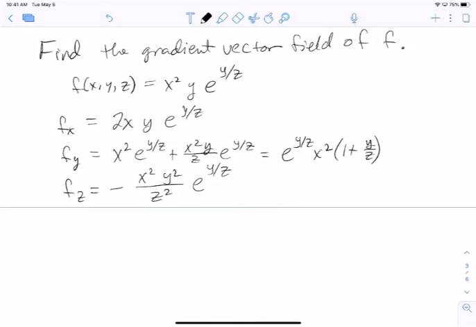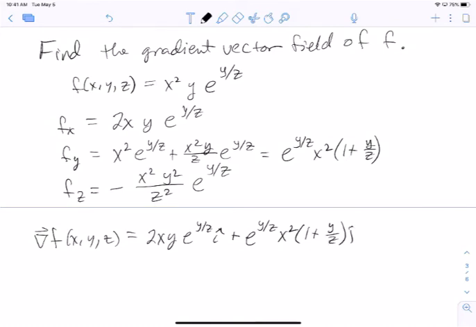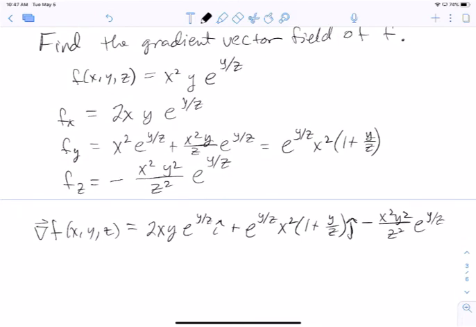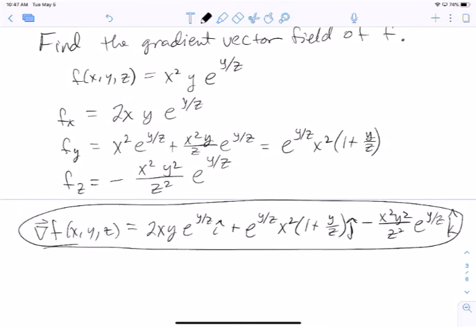And now we can put this all together. So del f of x,y,z is equal to 2xy e to the y over z i plus e to the y over z x squared times the quantity 1 plus y over z j plus, nope, that's a minus, x squared y squared over z squared times e to the y over z k.